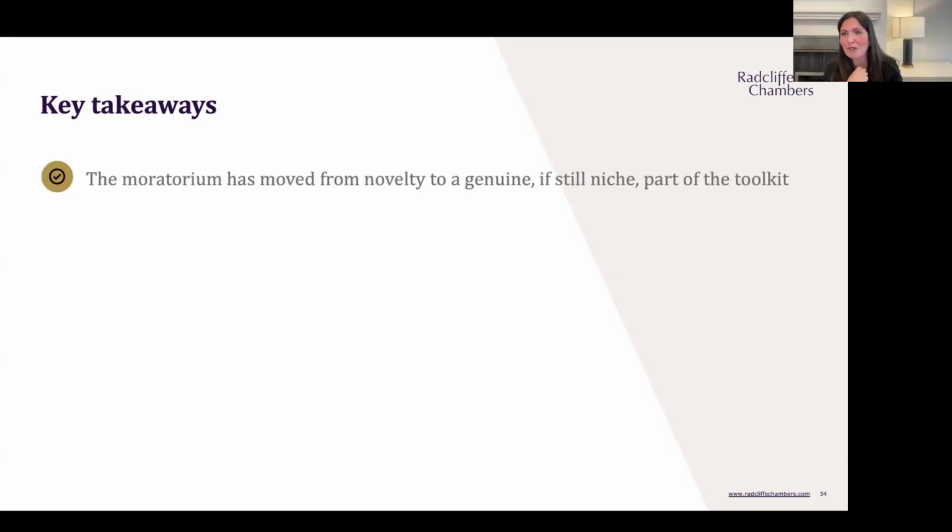I think it's no longer a novelty. Certainly in my experience, I have done 8 in the last month, and I hadn't done 8 in the preceding 6 years. So we are starting to see them used. I have suggested them in a couple of cases and they have worked. So there will be a place for you to advise that they are worth consideration and worth being pursued.